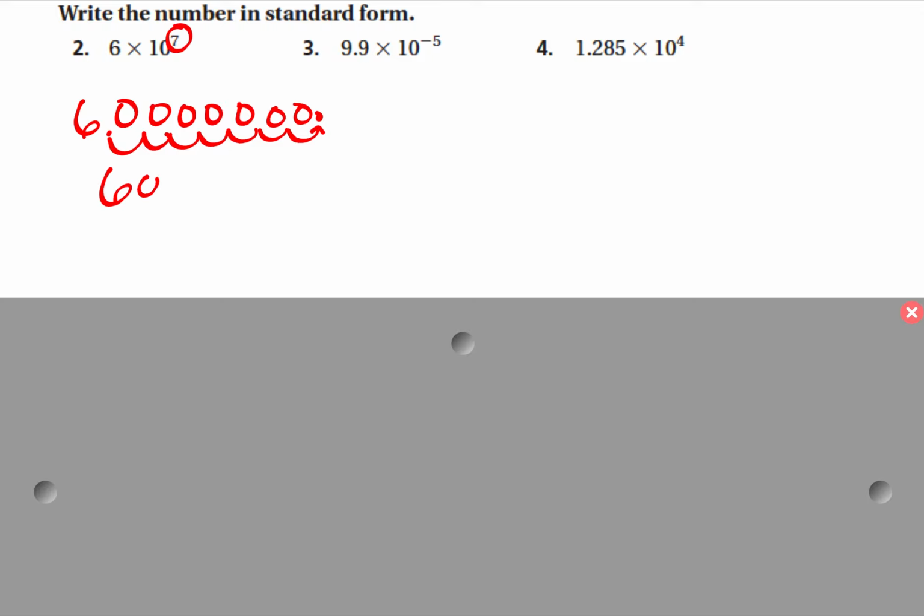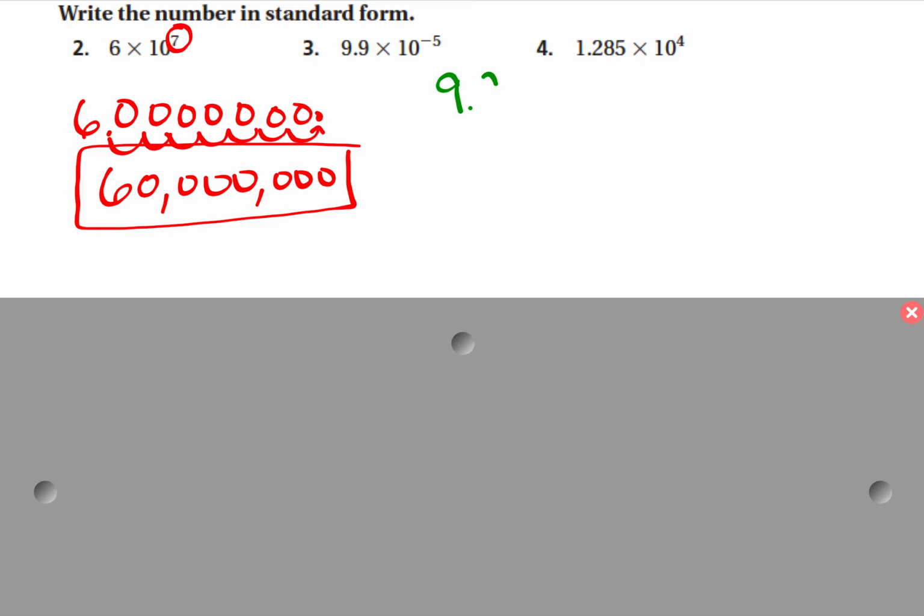So this is 60 million, putting in my 1,000 separators. Okay, next one, 9.9 times 10 to the minus 5. On this one, the decimal is originally between the 9 and the other 9. But since the exponent's negative, I need to make the number smaller. 1, 2, 3, 4, 5 positions. I'm going to fill in with zeros where I need to.